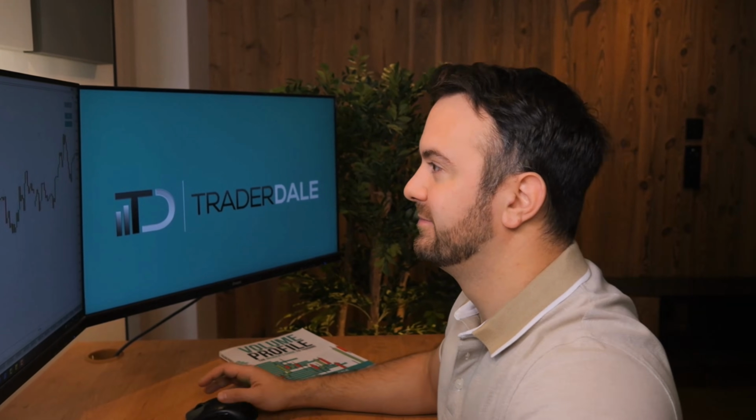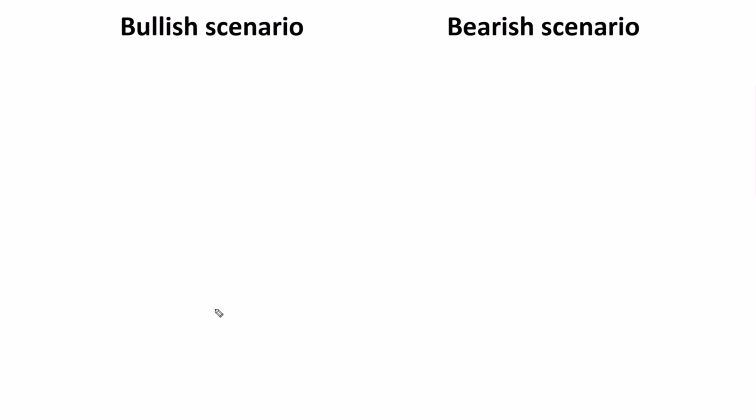Let's get to it. So what you need to see on the chart, and by the way this works with all time frames and also all trading instruments. I prefer a 30-minute time frame and forex, but you can do this on anything you want. So the bullish scenario goes like this.